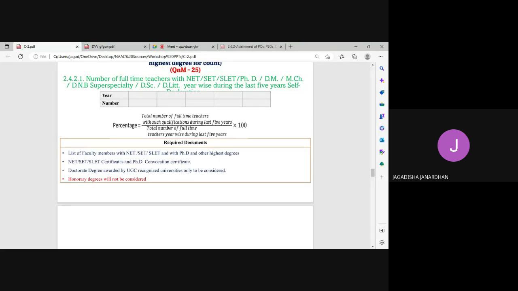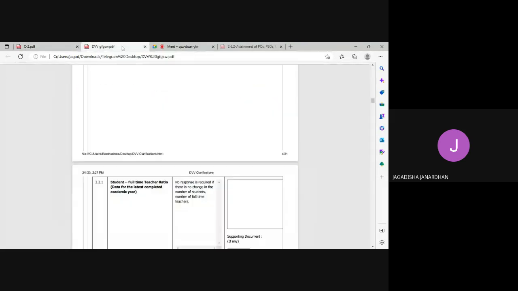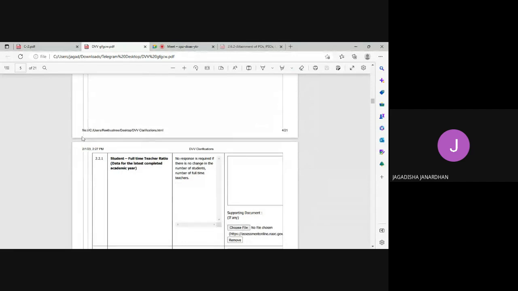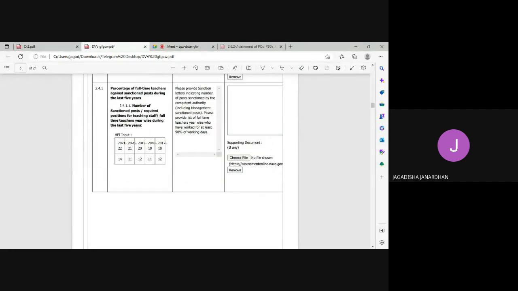Regarding this, we will be having a DVV, which is of indicator 2.4. That is, for one college, they have asked: please provide sanction letters indicating number of posts sanctioned by the competent authority, including management sanctioned posts. If you have added posts, you can consider both.